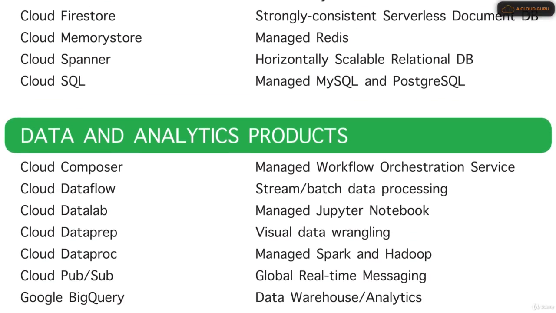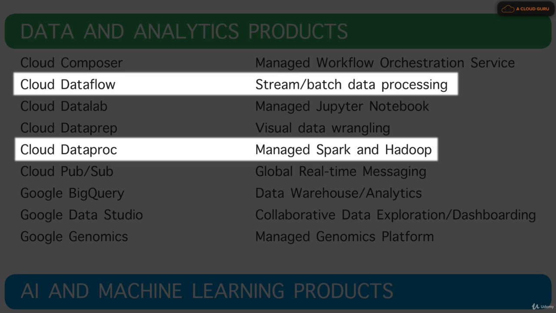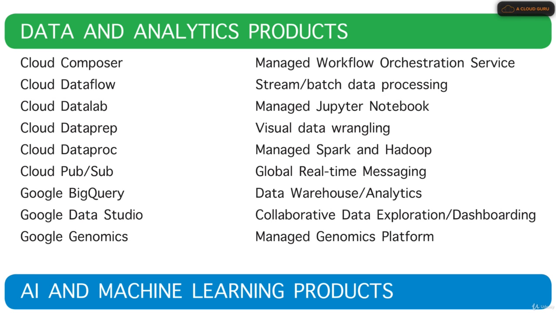In the Data and Analytics section, two of the core services that stand out are Cloud Dataflow and Cloud Dataproc. Now, Dataproc is managed Spark and Hadoop. So if you're already running Hadoop work somewhere else, Cloud Dataproc could be a good way to move that work onto the Google Cloud. This is for processing large amounts of data, and it uses Compute Engine under the hood, just like Kubernetes Engine does.